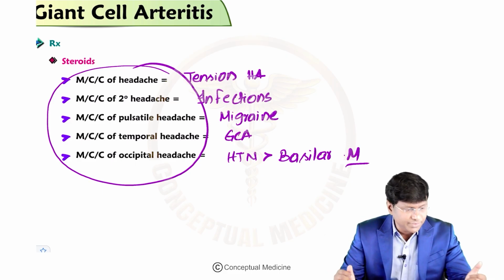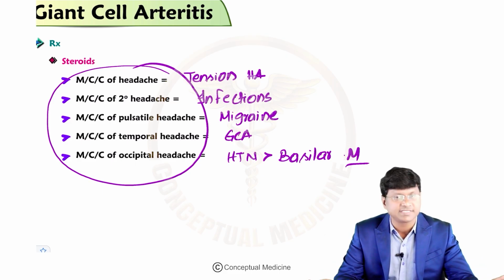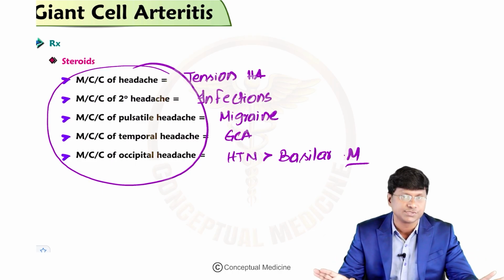In both polymyalgia rheumatica and giant cell arteritis, the treatment is the same, prednisone, but the only difference is the dosages.